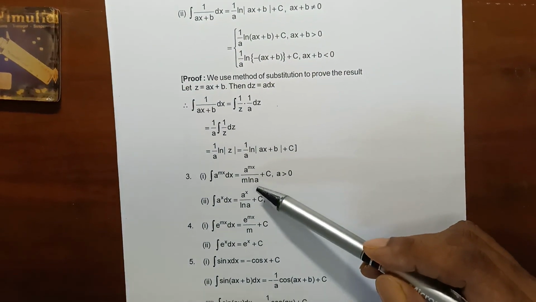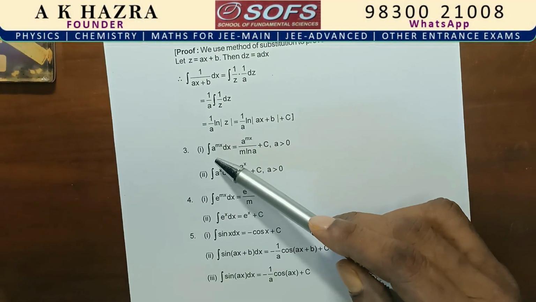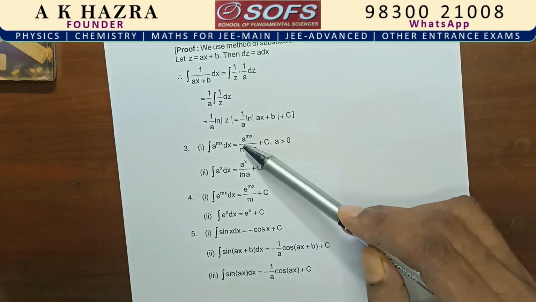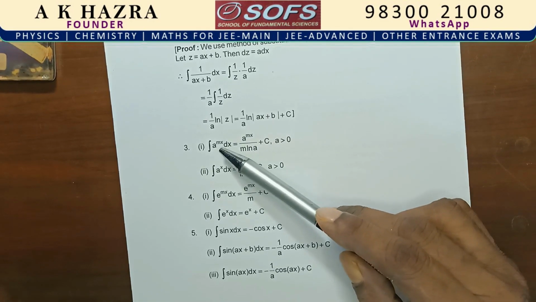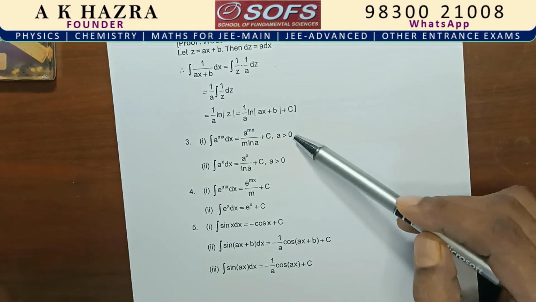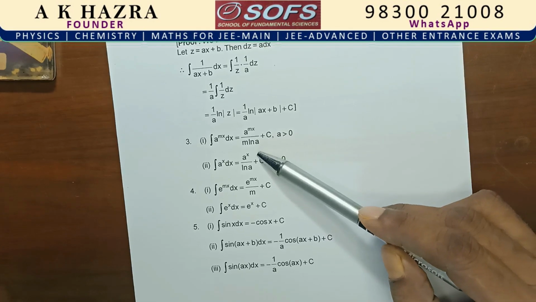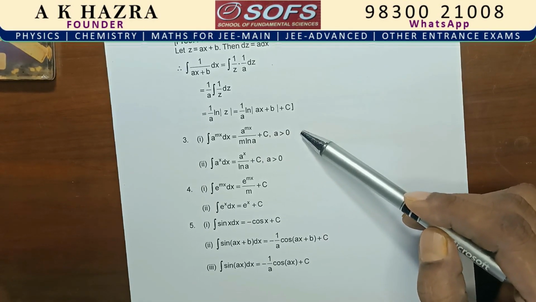Similarly, we can have other fundamental results like this one. Result 3, part number 1: integration of a to the power mx dx equals a to the power mx by m ln a. m is the coefficient of x, be careful. Plus integration constant c. a must be greater than 0, already explained, you see. ln is defined only for a positive quantity, so a must be greater than 0.